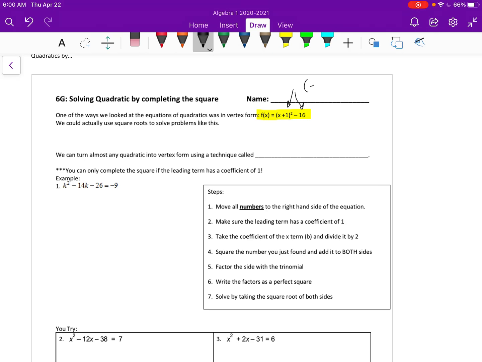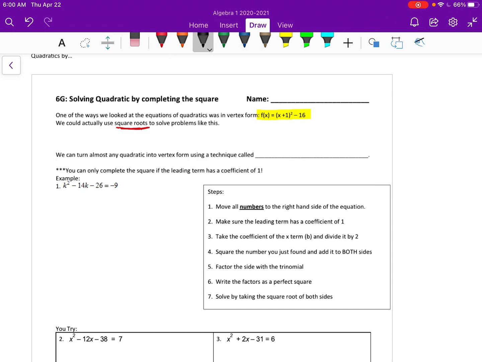So the vertex here would be -1, -16. So we looked at this format a long time ago. Now, we could actually take an equation in this format and use our technique number 3, square roots, to solve this type of problem, right? Let me show you this.